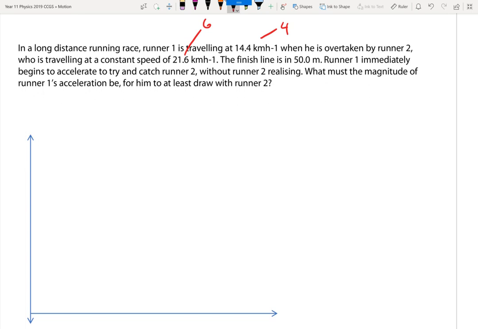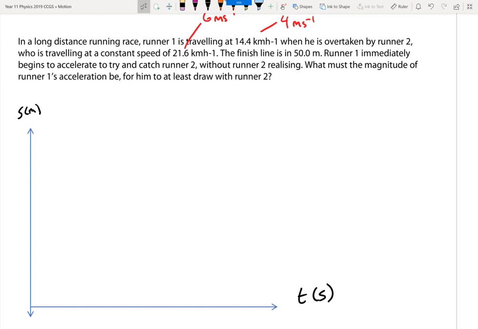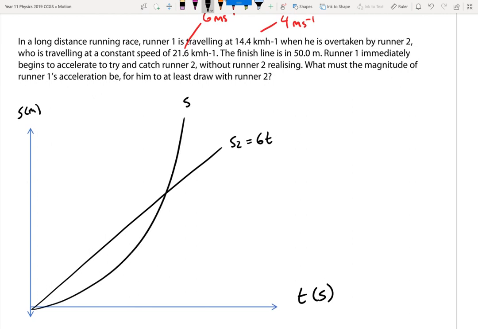Okay? So how about I just help you out with the tedious busy work. Let's convert everything so that we can have s in meters and t in seconds. Okay? Runner number 1 is overtaken by runner 2. So there's my S2 equals 6t. And there's my runner 1 who decides to start running.